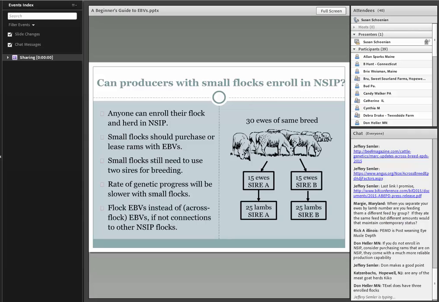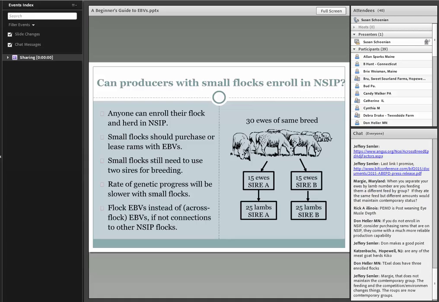I'm saying you get about 25 lambs. Maybe you get 20, maybe you get 30. It depends on your breed. That would work. 30 ewes is not a large flock. So you can do it with 30. Can you do it with less? Sure. You're still going to want to use 2 sires, and you'd like to have at least 15 lambs, but you can do it. What's going to happen with small flocks is their rate of genetic progress is going to be slower. Again, they don't have the numbers.